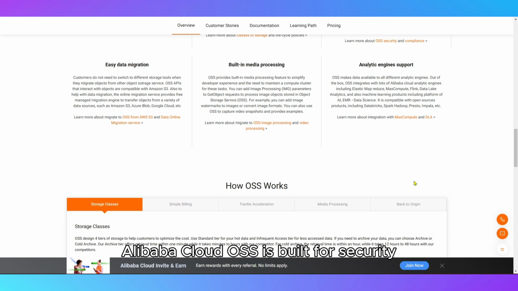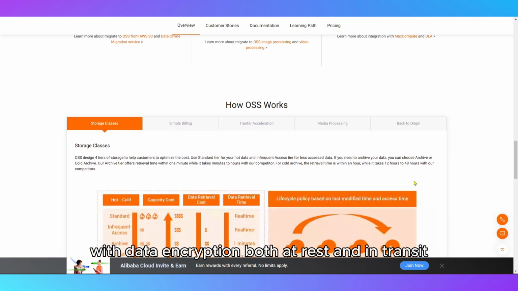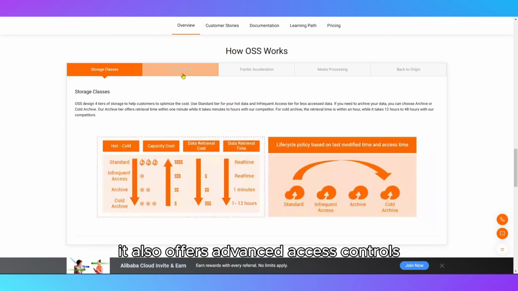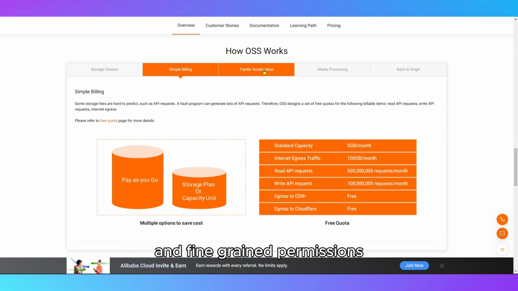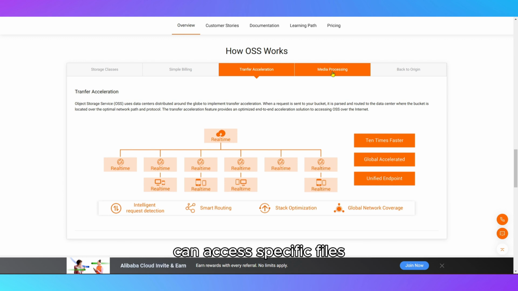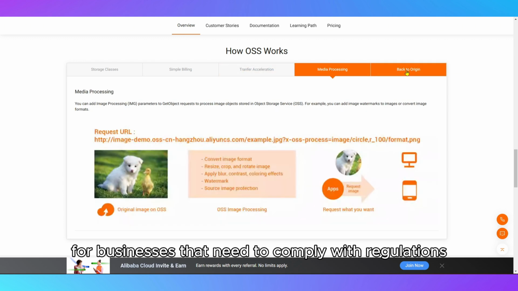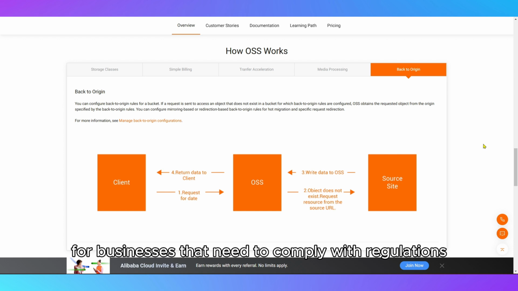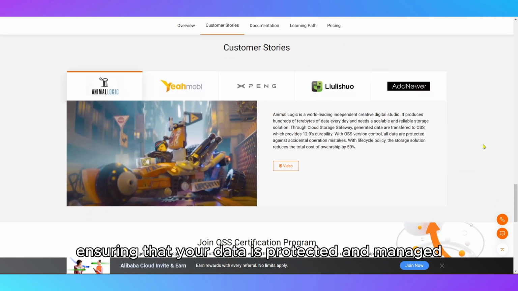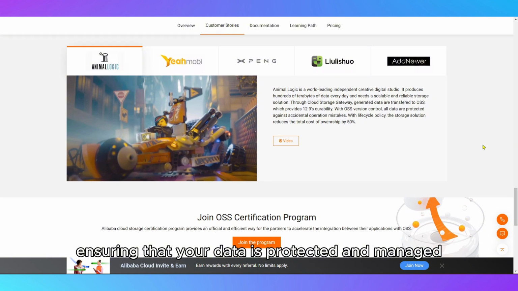Alibaba Cloud OSS is built for security with data encryption, both at rest and in transit. It also offers advanced access controls and fine-grained permissions, allowing you to ensure that only authorized users can access specific files. For businesses that need to comply with regulations, Alibaba Cloud OSS is compliant with numerous industry standards, ensuring that your data is protected and managed appropriately.